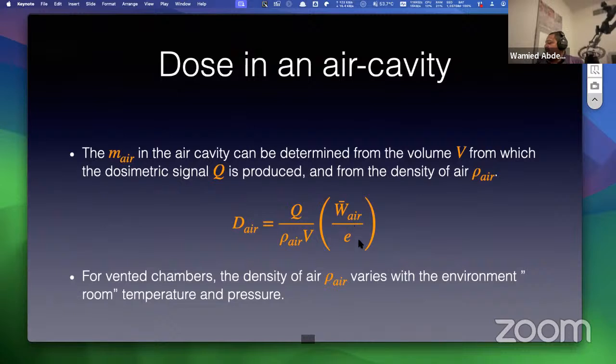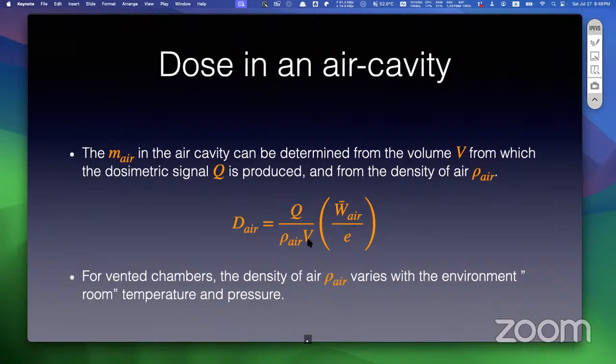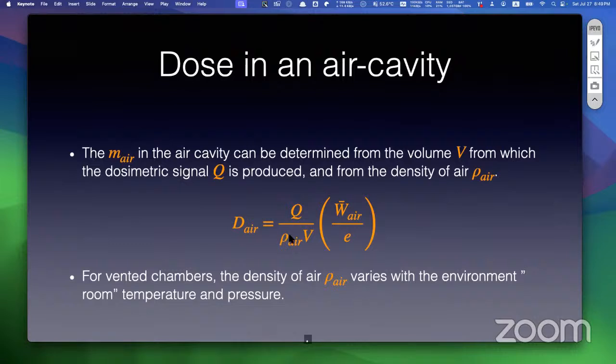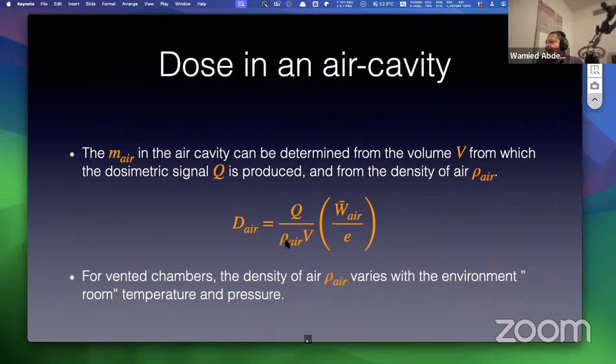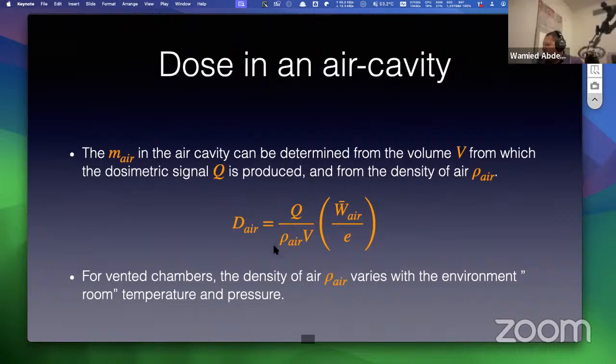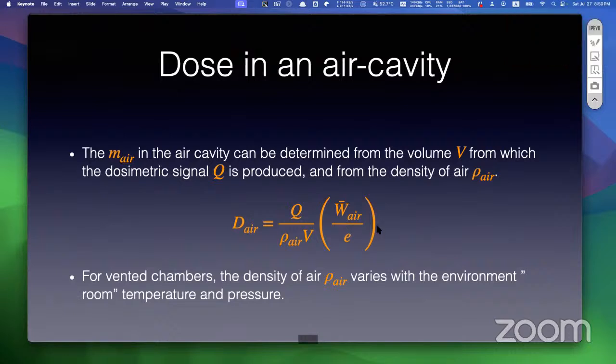That's the W air over E, right? The unit for it is joules per coulomb. The SI unit for the volume is meter cubed. And the SI unit for the density is kilograms per meter cubed. So the SI unit for N gas is going to be joules per kilogram per coulomb.